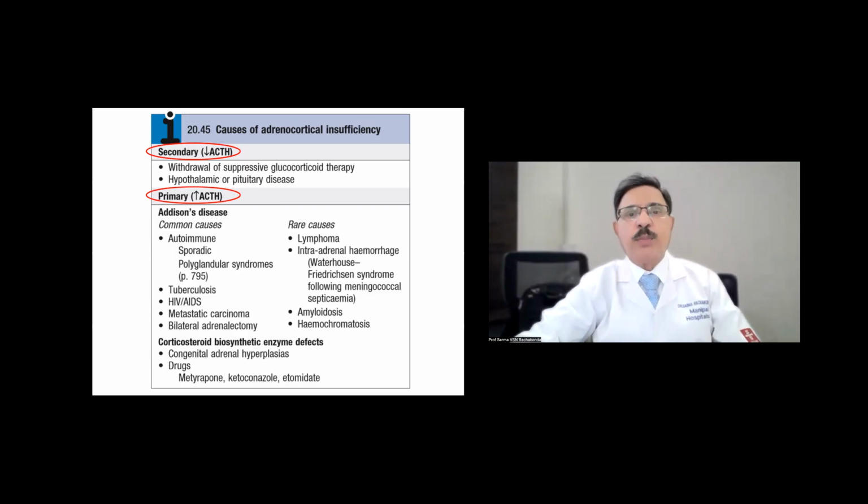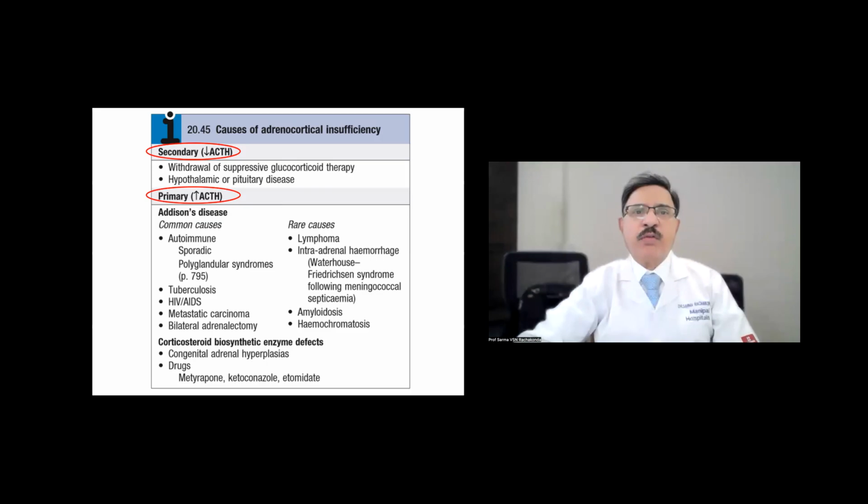Now, there could be corticosteroid biosynthetic defects. We know 11 beta hydroxylase, 17 hydroxylase, 17 deoxylase, several hormones and enzymes are there. Any defect in any one of those places can produce congenital adrenal hyperplasia also. So the corticosteroid biosynthesis can be interfered with by drugs like metyrapone, ketoconazole, etomidate. These are the various drug-induced suppressions of the biosynthesis.